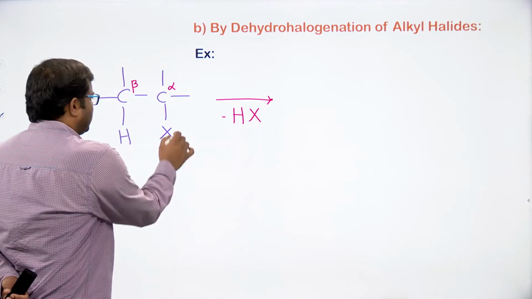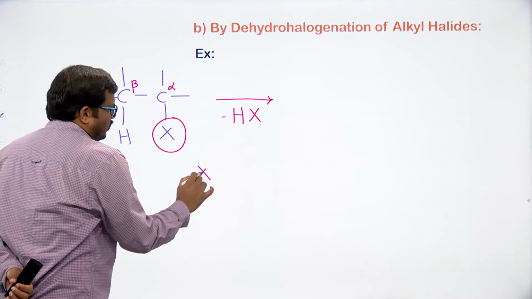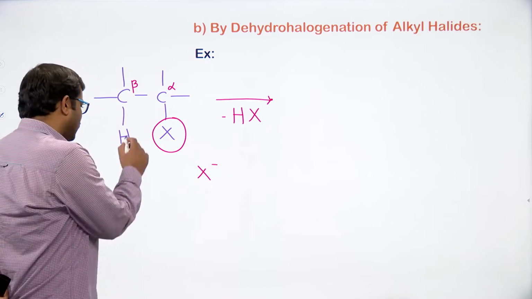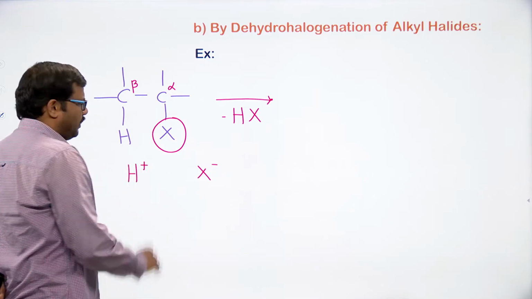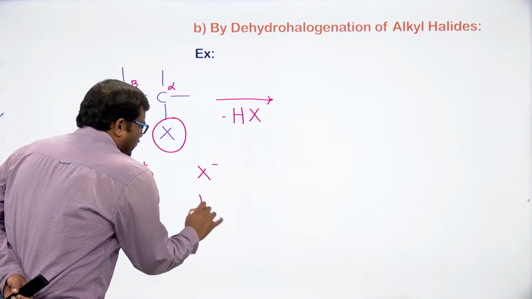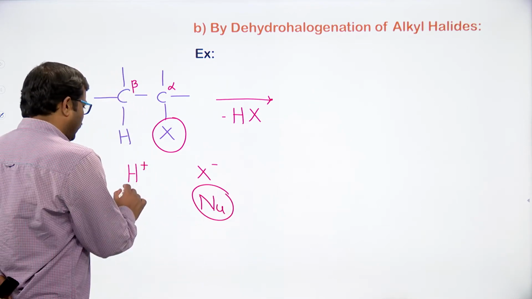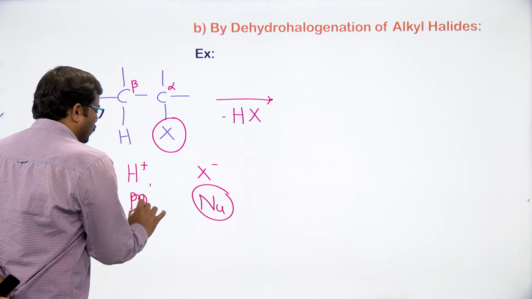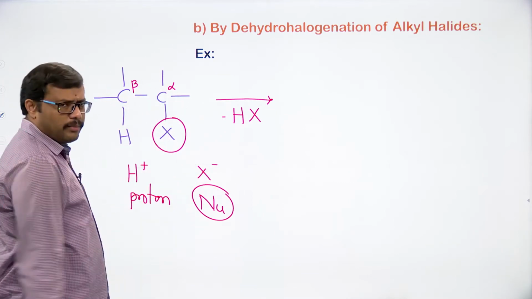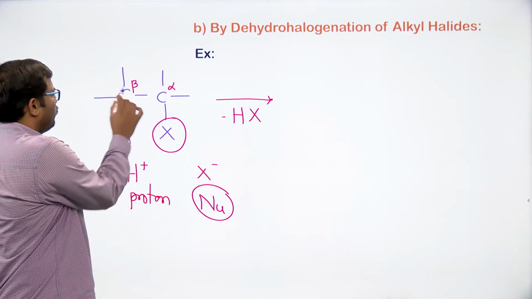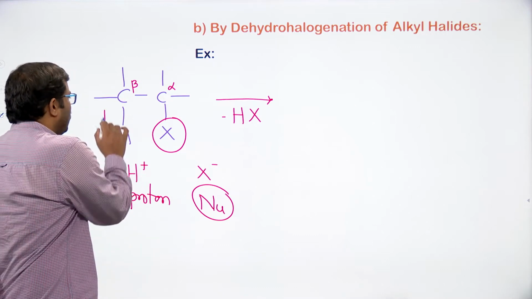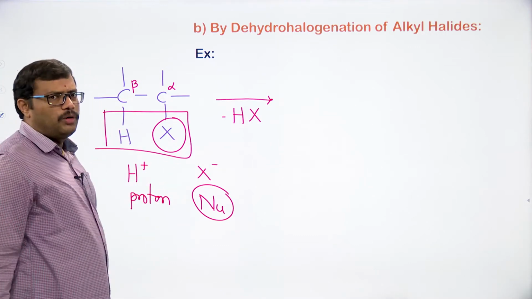So, what is happening in this case is that HX is removed. The X minus, the halogen, generally comes out in the form of minus, and hydrogen will come out in the form of plus. Okay. So, X minus is nothing but a nucleophile, a negatively charged reagent, and this is a proton. So, a nucleophile from the alpha carbon atom and a proton from the beta carbon atom are removed in the reaction. These two are removed in the reaction.